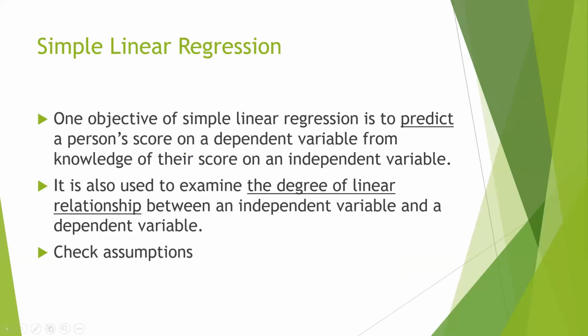So simple linear regression has one objective: to predict a person's score, or the quantitative variable as a dependent variable, from the knowledge of their score as an independent variable. It is also used to examine the degree of linear relationship between an independent variable and a dependent variable.